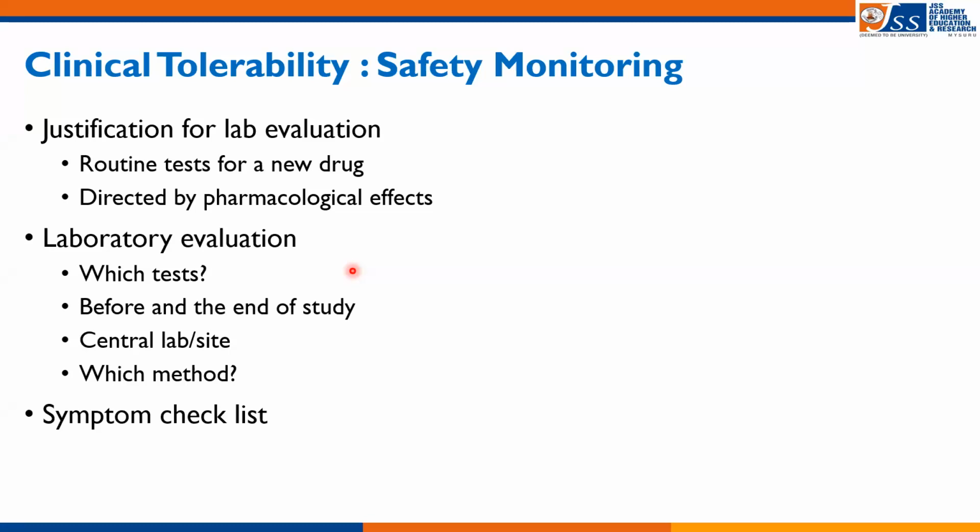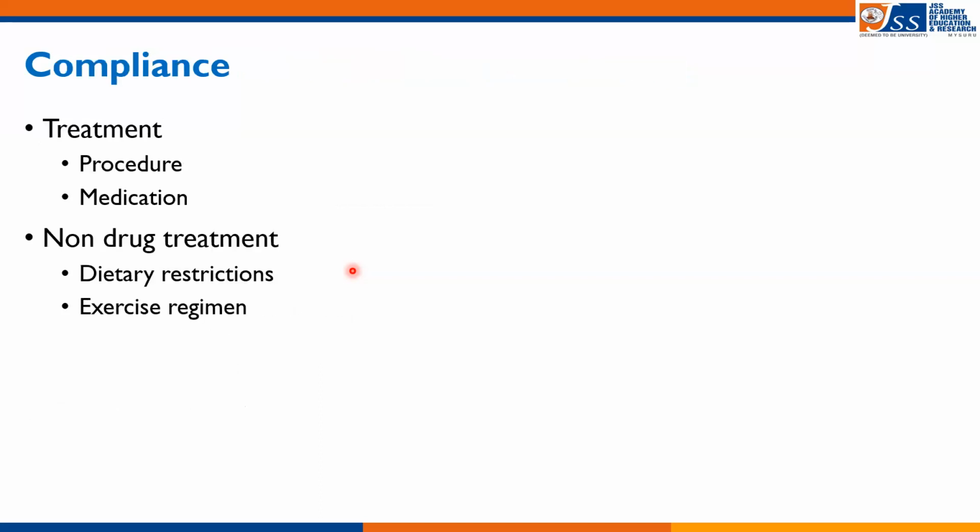Further, the laboratory evaluation will be done by collecting samples from the patient. So there is a requirement of what tests have to be done before and after the end of the study, or the central lab or the site where it has to be done. And there will be a standard symptom checklist against which the person has to check whether the symptoms are because of the drug or the dosage form or not.